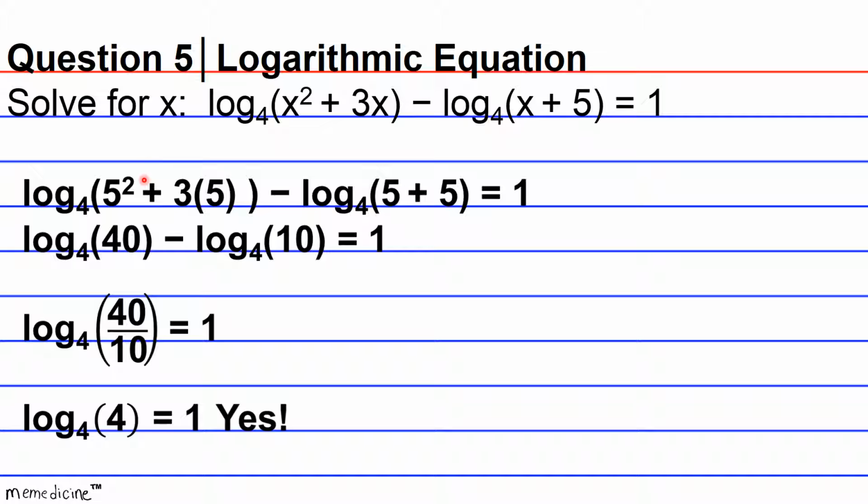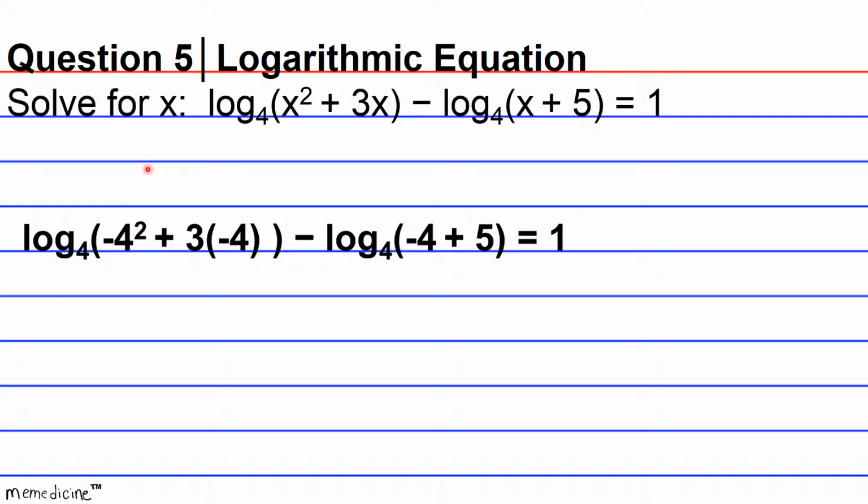Now we're going to do the same thing using negative 4, because that was the other result we got for x. So the log base 4 of negative 4 squared, which yields 16, plus 3 times negative 4, which yields negative 12, so that means you get 4 in here, minus the log base 4 of negative 4 plus 5, and that's going to simplify to 1, is equivalent to 1. Well, we just found out that the log base 4 of 4 is equivalent to 1, minus the log base 4 of 1.